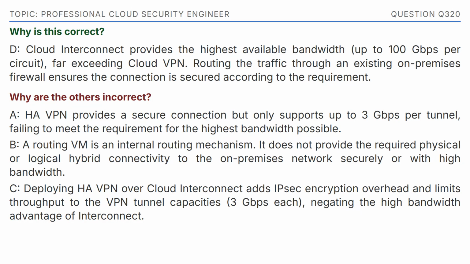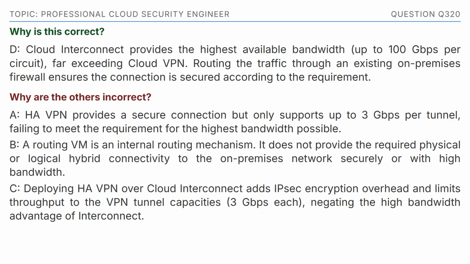Cloud Interconnect provides the highest available bandwidth, up to 100 gigabits per second per circuit, far exceeding Cloud VPN. Routing the traffic through an existing on-premises firewall ensures the connection is secured according to the requirement. Why are the others incorrect?